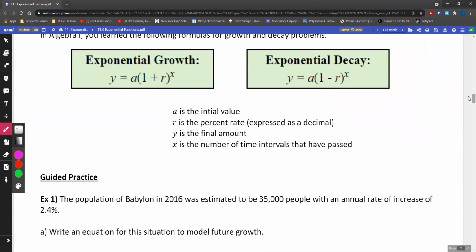All right. So these are two equations that you should have learned in Algebra 1, the exponential growth and exponential decay equations. So what we're going to end up doing in the following examples is they're going to give you information, either the initial value, the percent rate, the final value, or the amount of time, and we're going to plug it into these equations to come up with some function to represent what's going on. All right. So the main difference is that if it's growth, we have a positive here, and if it's decay, we have a minus.